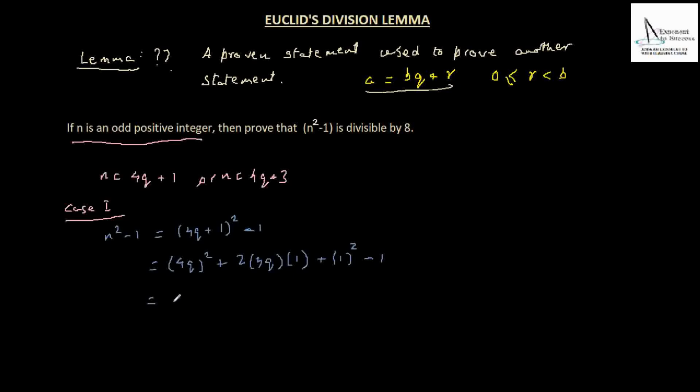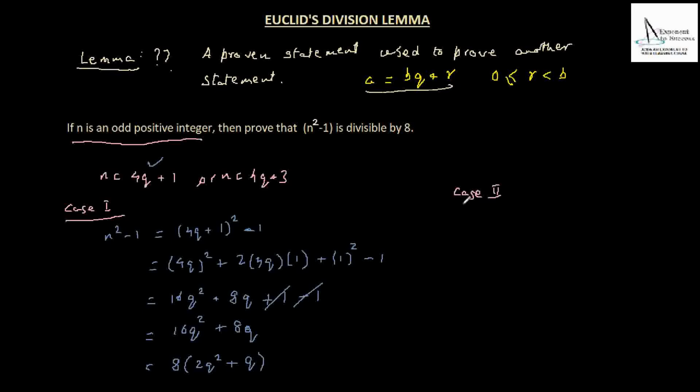So simplifying that, we get 16q square plus 2 times 4q times 1 is 8q plus 1 and minus 1 in the end. Again, simplifying it, we get 16q squared plus 8q, and the 1 and 1 can get cancelled out. And then we can factorize it. We can take 8 as common. So when we take 8 as common, what we are left inside is 2q squared plus q. And now since we have factored out 8, that means n square minus 1 is now a multiple of 8, or is divisible by 8.